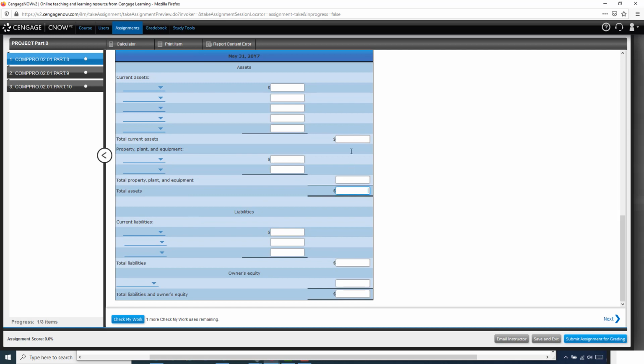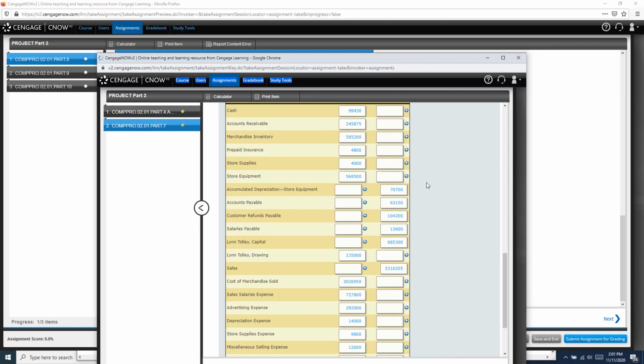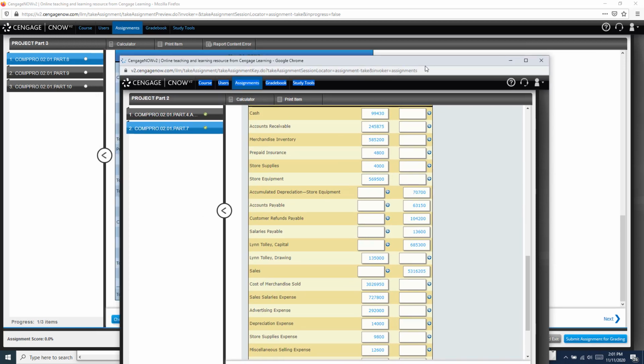You sum up these two. Then you have current liabilities. What are some current liabilities? Accounts payable. What else? It's easy for you. You can just select from here the current liabilities. But you should be able to get the balances directly from Project Part 2, the adjusted trial balance. I can't say that enough.